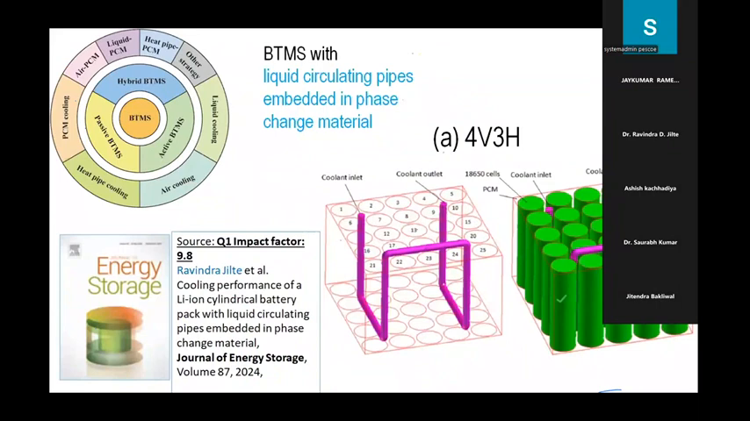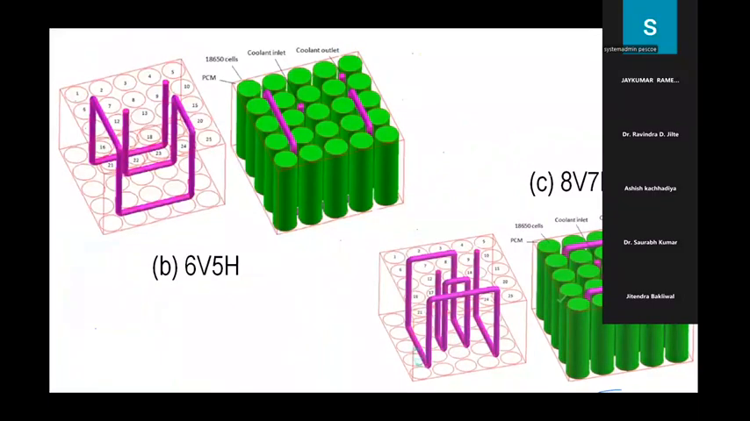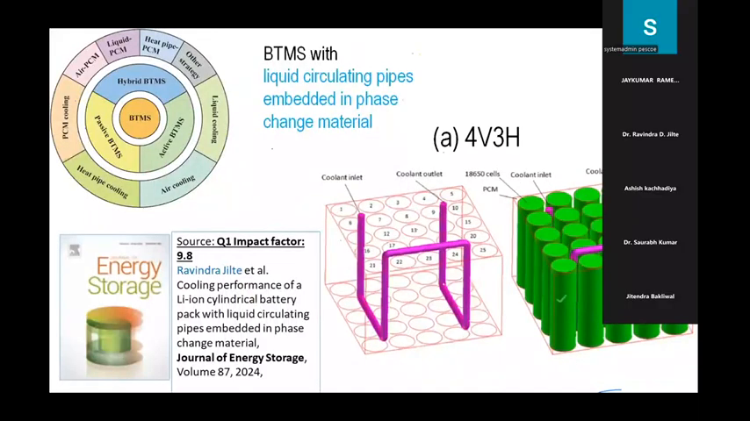So likewise, just think of a situation, think of research gaps wherein you can generate ideas. Here, for example, we have provided work which was also published last year, 2024, in a top journal called Journal of Energy Storage, which has an impact factor of 9.8. And here we have provided liquid circulating pipes. In a typical battery pack, we can have 4 vertical channels and 3 horizontal channels.